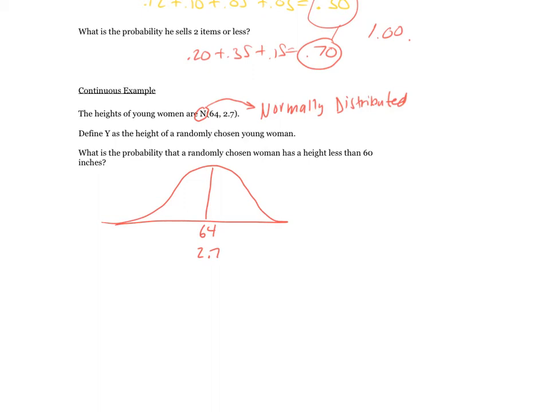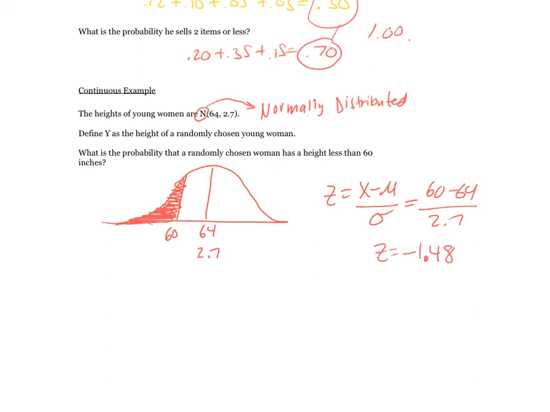So what is the probability that a randomly chosen woman has a height less than 60 inches tall? So 60 inches is over here. I'm looking for this. So of course the first thing I'll need to do is a z-score. So remember, the z-score is x minus the mean divided by the standard deviation. So it's 60 minus 64 over 2.7, which gives me negative 1.48 as my z-score. Remember, you can round those to 2 decimal places, that's fine.